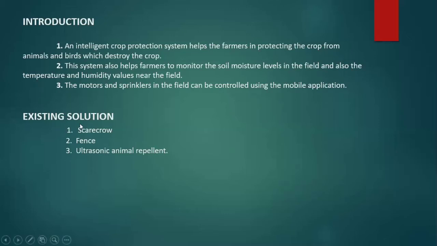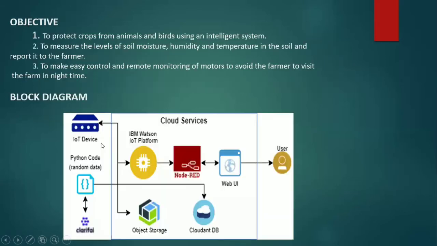Then, these are some of the existing solutions for our project. Moving to the next page. The main objective of our project is to increase productivity and to protect the crops from the animals and the birds, and to make easy control and remote monitoring of the motors, and to avoid the farmer having to visit the farm at night time. This is the block diagram of our project.